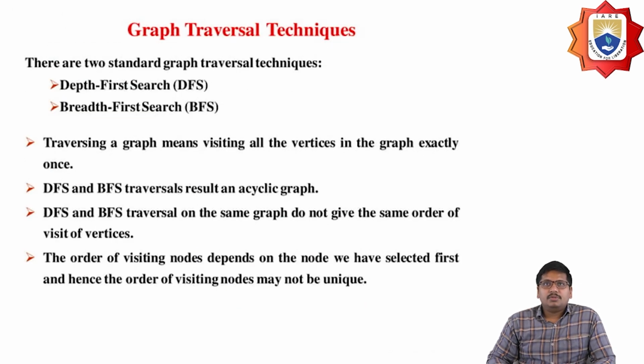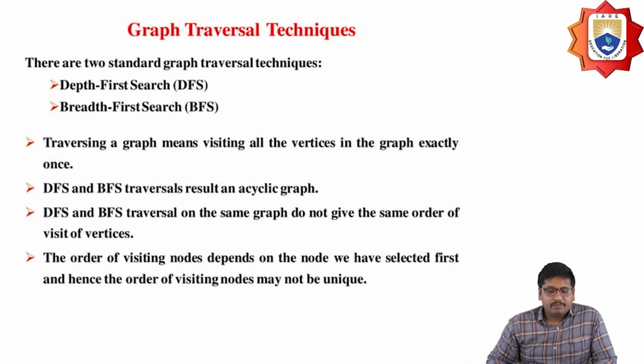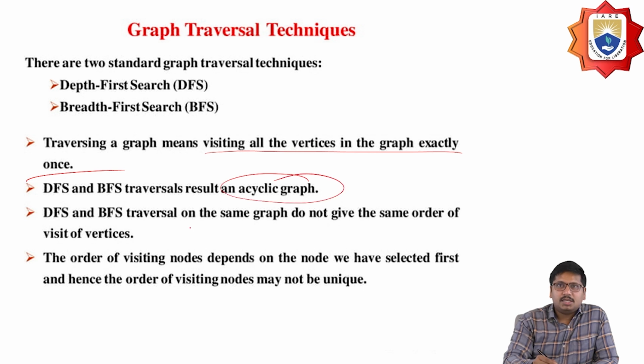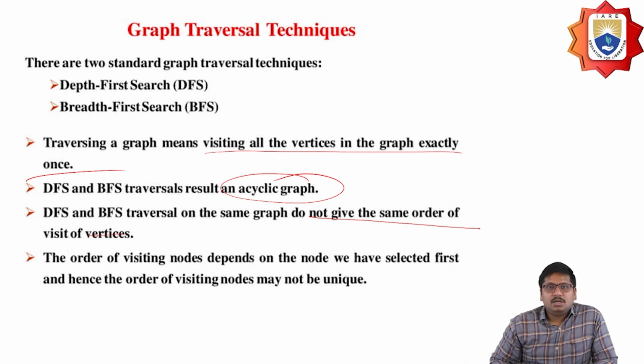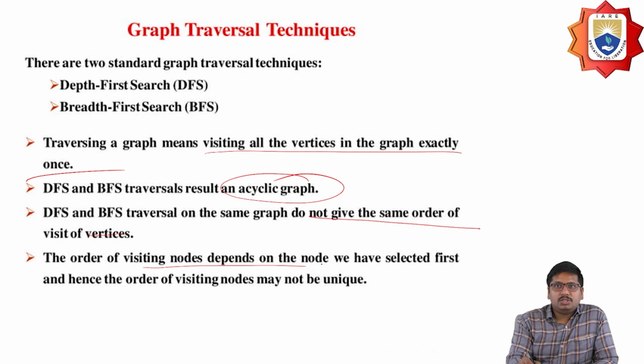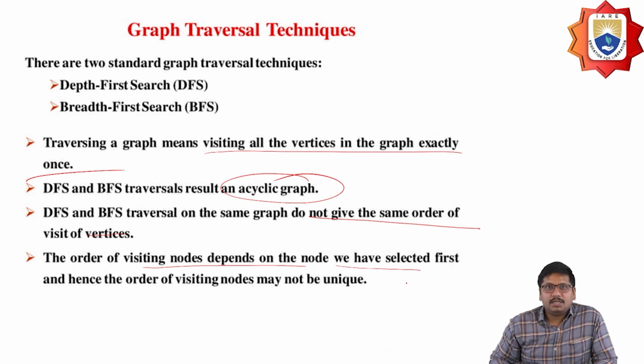And next we are going to see some of the graph traversals like breadth first search and depth first search. So BFS and DFS. Traversal means that we are going to visit all the vertices in the graph exactly once. So that should be the graph traversal. And BFS and DFS result in an acyclic graph. And BFS and DFS on the same graph do not give the same order of visiting vertices. At the same time, the order of visiting nodes depends on the node which is selected first, and hence the order of visiting nodes may not be unique.